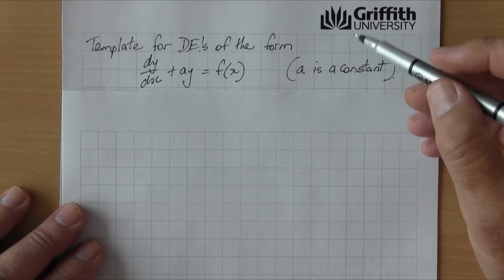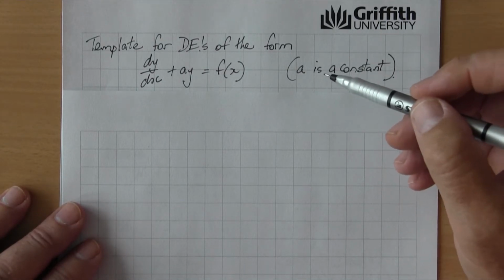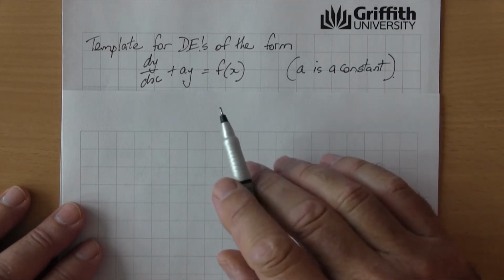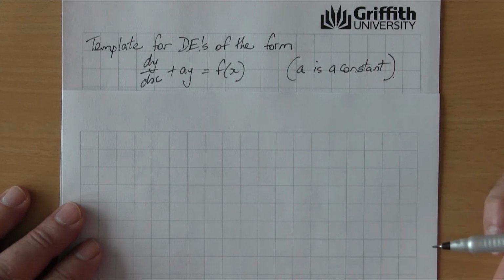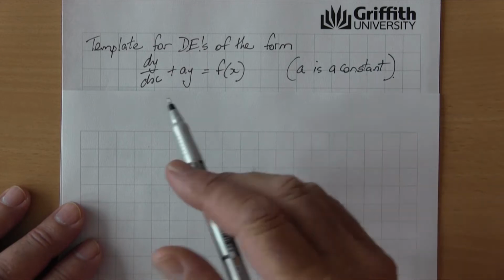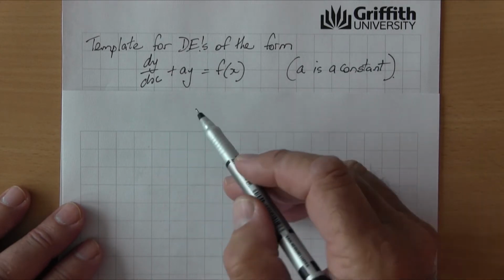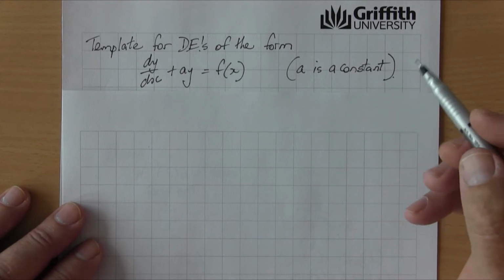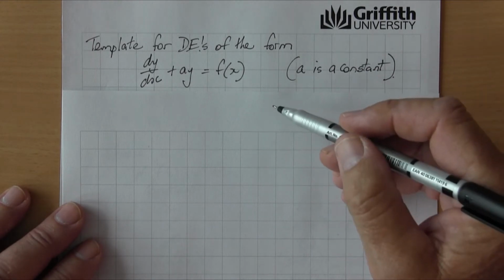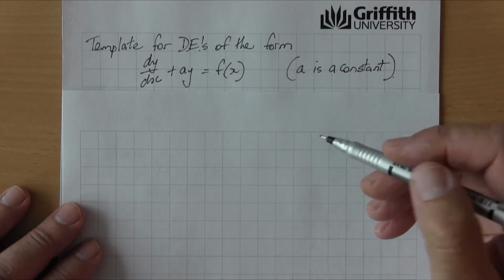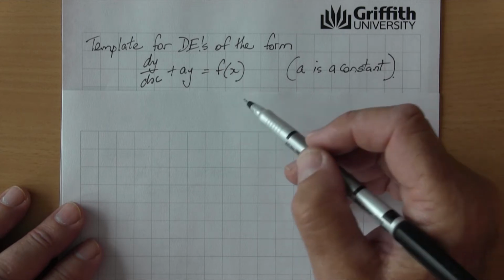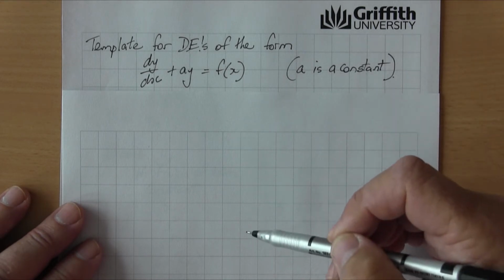When solving differential equations, it's important first to recognise the form in which they take. This is because the form dictates what template or what method you're going to use for solving. So if we've got a differential equation of the form dy/dx plus ay equals f of x, and we know a is some constant, we can develop a process, or I like to call them templates, that we can throw over this type of differential equation and use as a method for solving.